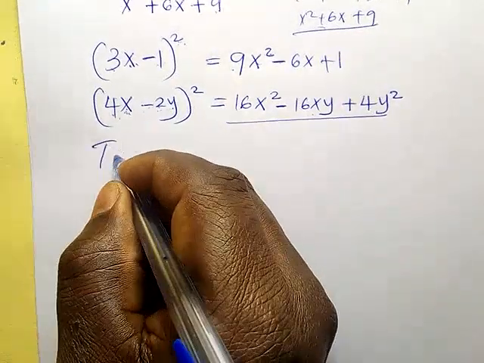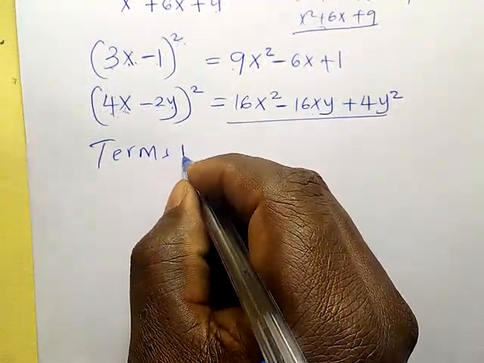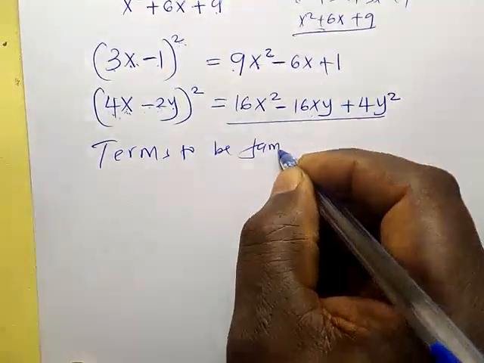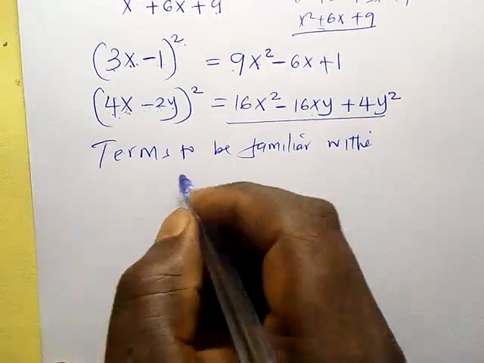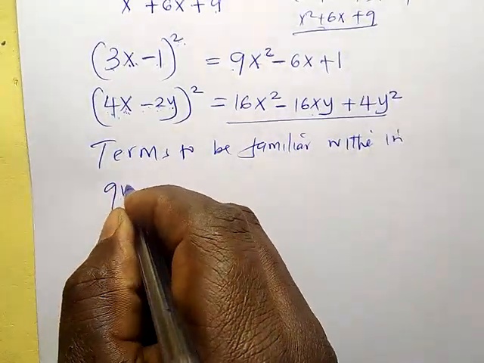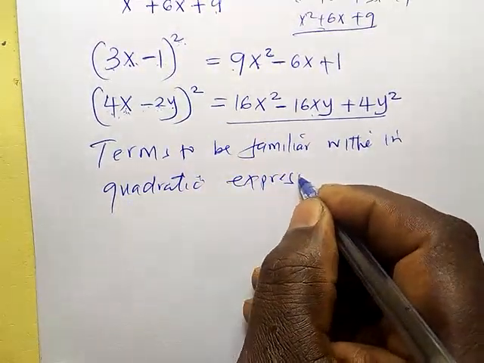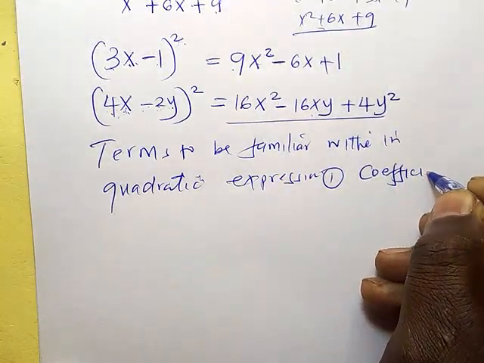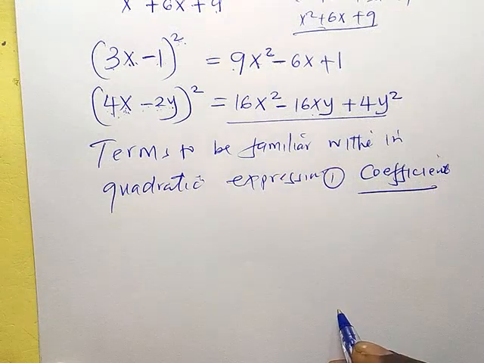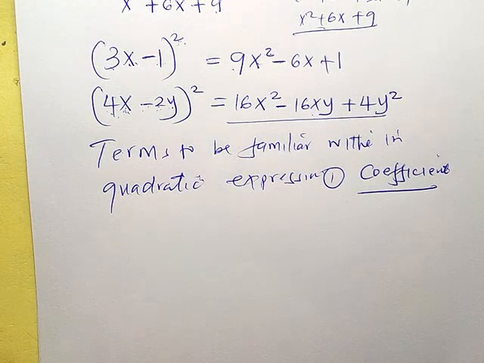There are terms which you must be familiarized with. Terms to be familiar with. The first one in quadratic expressions, I want to say it is the coefficient. What is a coefficient? I'm not going to define what a coefficient is, but I will show it from the general expression on how we write a quadratic equation.